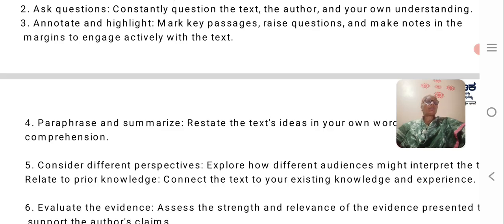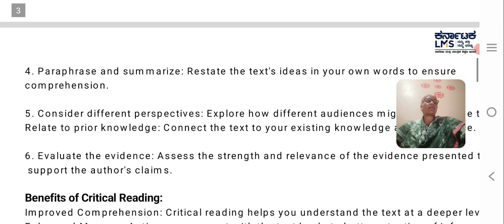Evidence must be evaluated. You have to assess the strength and relevance of the evidence presented for these claims of the author. What evidence is provided to support the author's claims? That has to be examined. So, a critical reader might evaluate a news article on a scientific discovery by considering the clarity of the writing, the quality of the evidence presented, and the potential for alternative interpretations of the research findings.